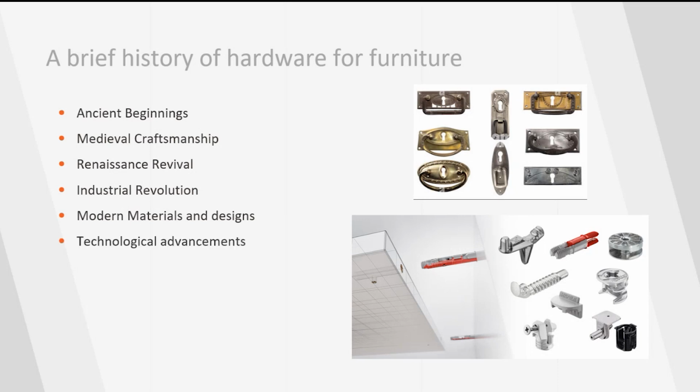In recent decades, advances in technology have further transformed the production and design of furniture hardware. CAD software allows for precise customization and prototyping of hardware components, while innovations in material science continue to expand the possibilities for creative expression in furniture design. And today there is a growing emphasis on sustainability in furniture manufacturing, driving the development of eco-friendly materials and production processes for hardware. Additionally, designers are exploring innovative ways to integrate smart technology into furniture hardware, offering features such as wireless charging capabilities or integrated LED lighting. So throughout history, furniture hardware has evolved in response to changing aesthetic preferences, technological advancements, and societal needs, playing a crucial role in both the form and function of furniture design.